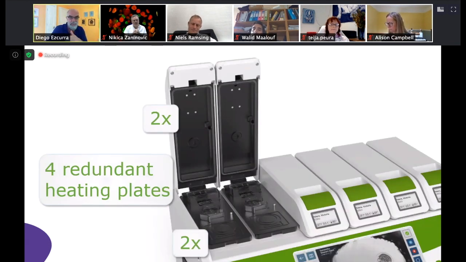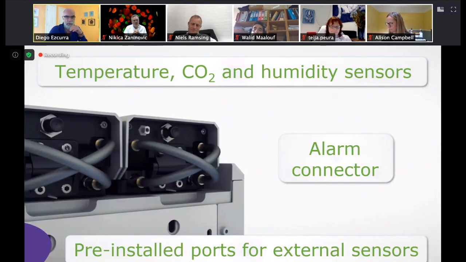They have, like I said before, 4 redundant plates for temperature. They have individual gas environments, and everything is connected to external sensors. So you can track it from the outside too. You can control temperature, control CO2, and control humidity.